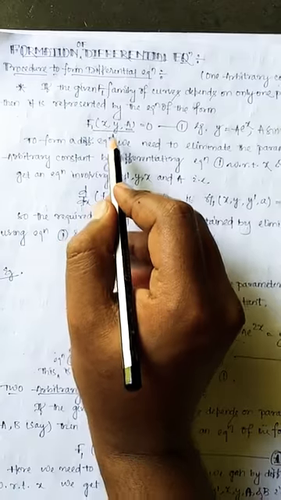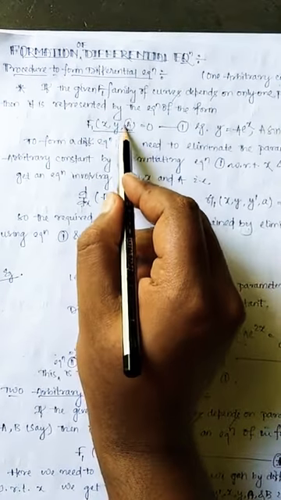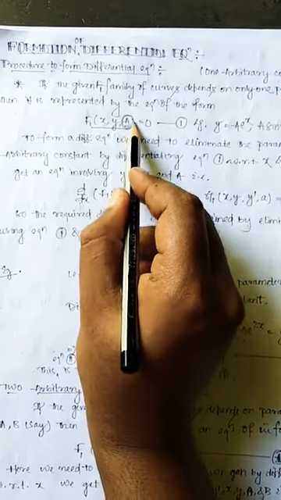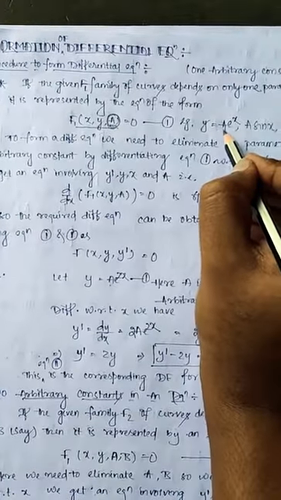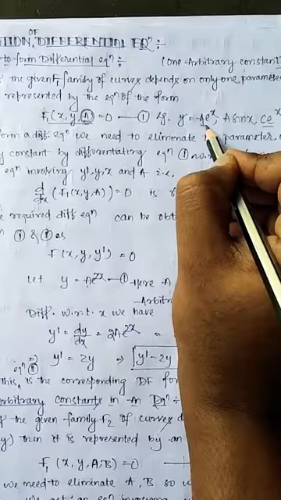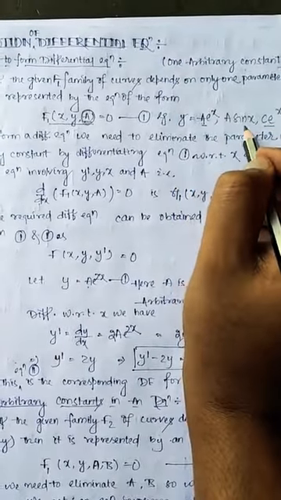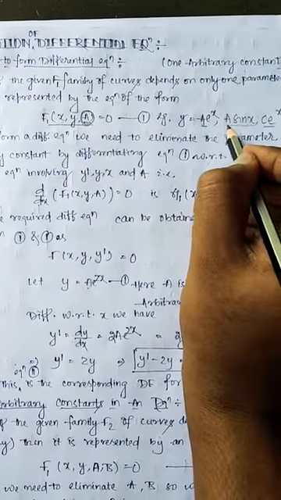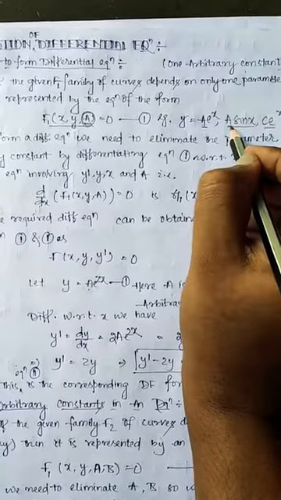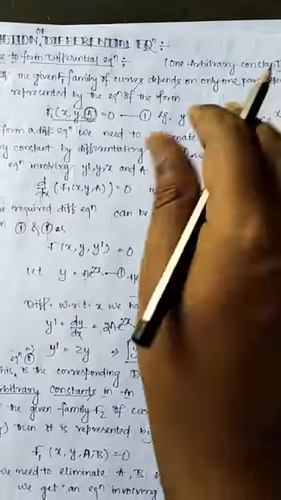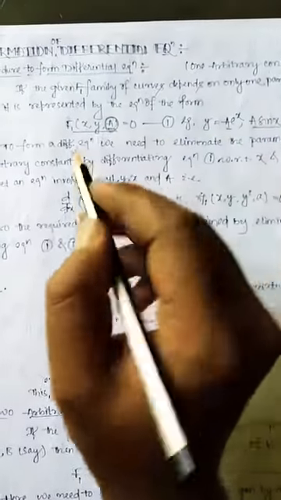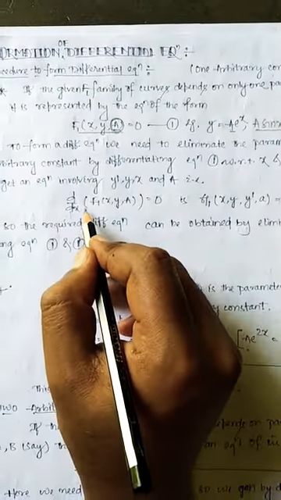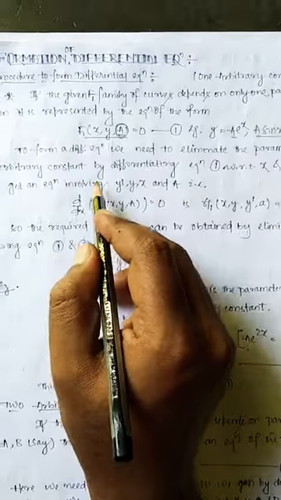So what to do? To form the differential equation, we should eliminate the arbitrary constant from the function. That means here the arbitrary constant is a, and we have to eliminate it in each of these functions. So how can we eliminate the arbitrary constant? We can eliminate the arbitrary constant by differentiation.